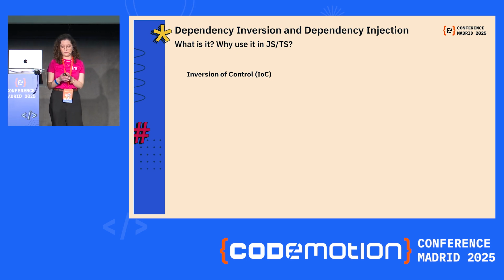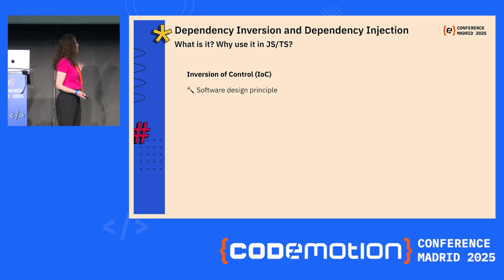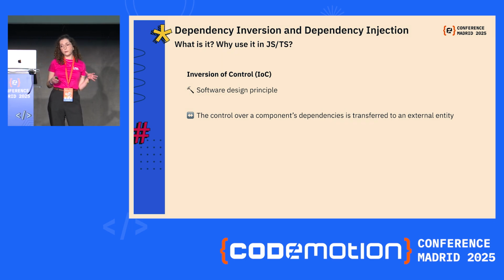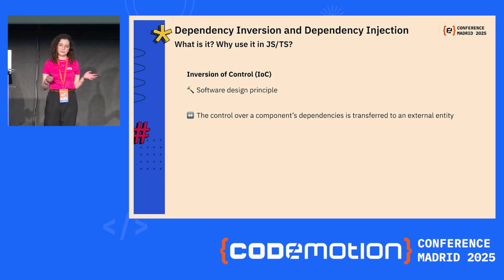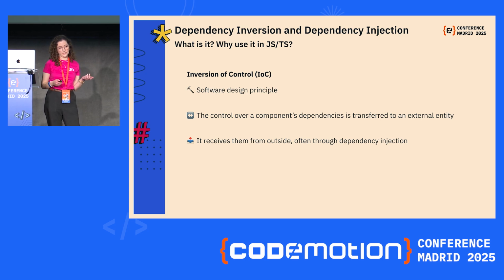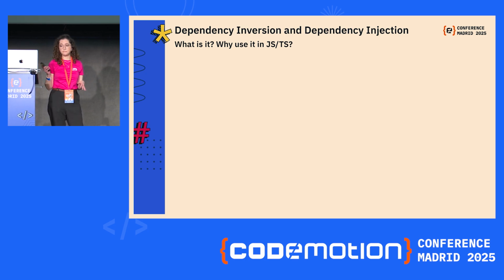So what's inversion of control? Basically, it's a software design principle in which the control over a component's dependencies is transferred to an external entity. What does that mean? That means it will receive the dependencies from the outside, often through dependency injection, which is our next topic.